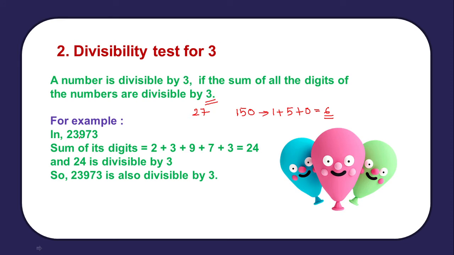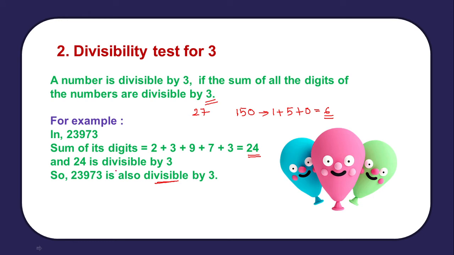Here we have 23,973. So how we are going to check whether this 23,973 is divisible by 3 or not? Simply go for adding the digits. So that will be 2 plus 3 plus 9 plus 7 plus 3. What you will get is 24. And already we know that 24 comes in the table of 3. 3 8s is 24. So we can simply say that 23,973 is divisible by 3.